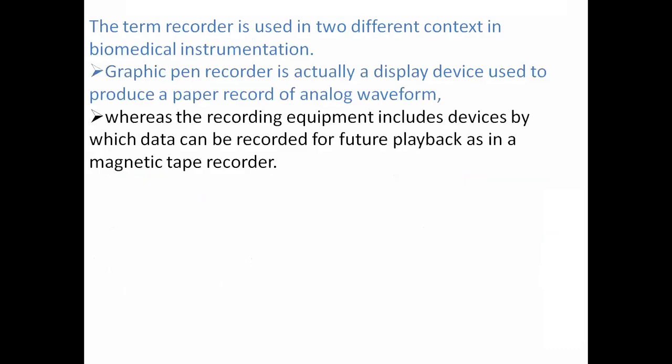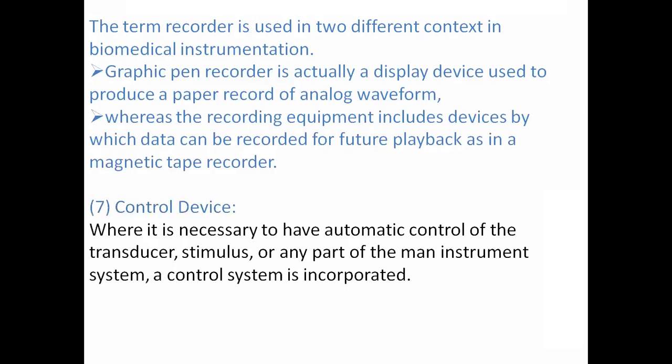Whereas the recording equipment includes devices by which data can be recorded for future playback, as in a magnetic tape recorder. So magnetic tape recorders are used. If you have to observe the previous data, we can retrieve or replay the data, and for that purpose we can go for the magnetic tape recorders. And control devices are used where it is necessary to have automatic control of the transducer, stimulus, or any part of the measurement system.